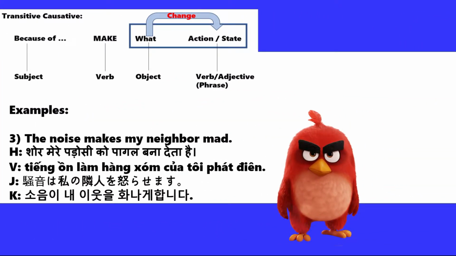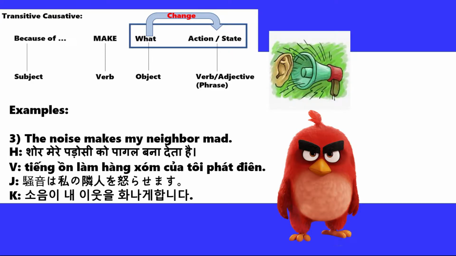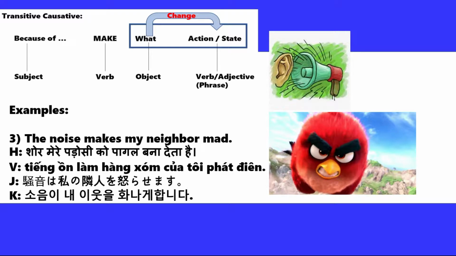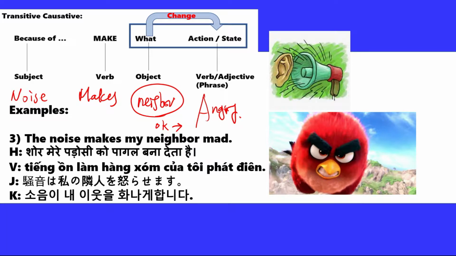The last one. Let's just say this bird is your neighbor, okay? The neighbor who lives next to you, right? Well, the neighbor was okay, but because of the noise, because of the bad sound, right? Angry, right? So the neighbor was okay, but now the neighbor is very angry. Because of what? Because of the noise, right? The noise makes the neighbor angry, right? This is the transitive causative construction.